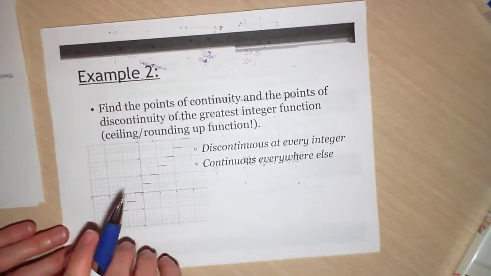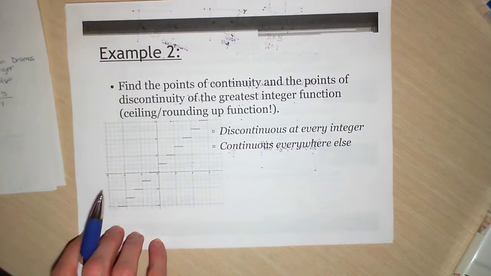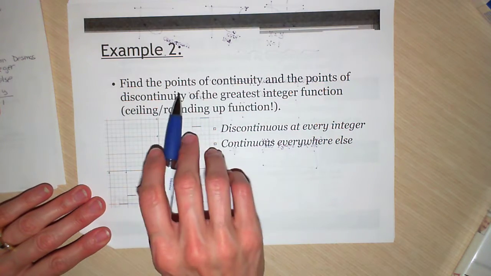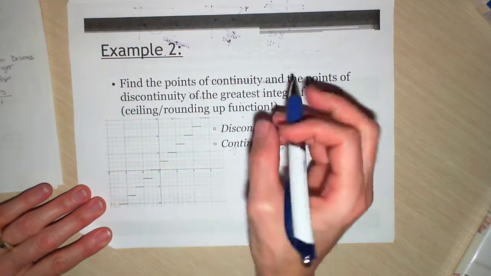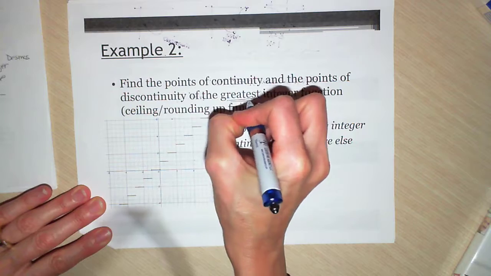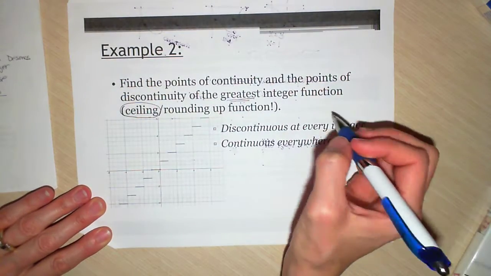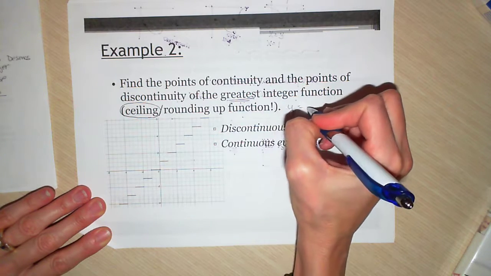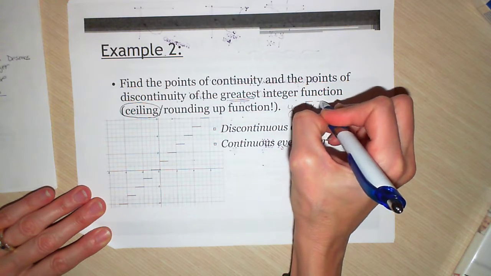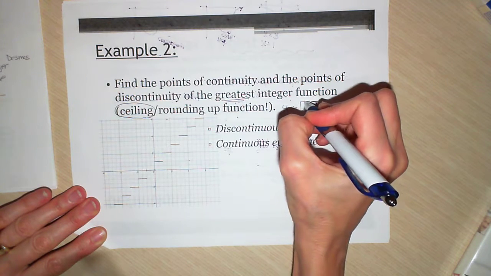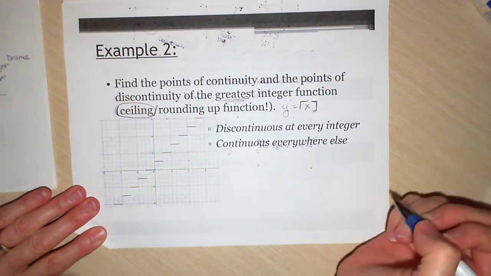I'm going to switch pens here because I just noticed this one's bleeding through. Okay, so then the next example that we're going to do together is looking at the continuity of the greatest integer function. Now be careful. This one is a little different than the one we have been looking at. This one is written this way.